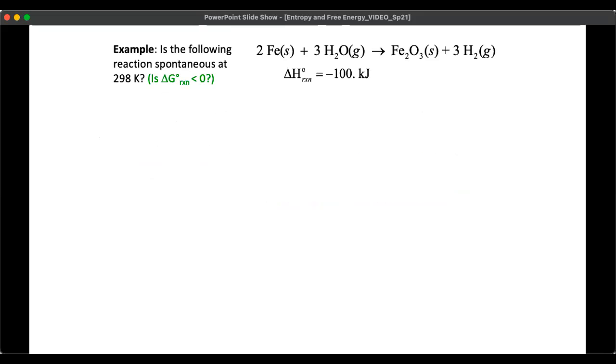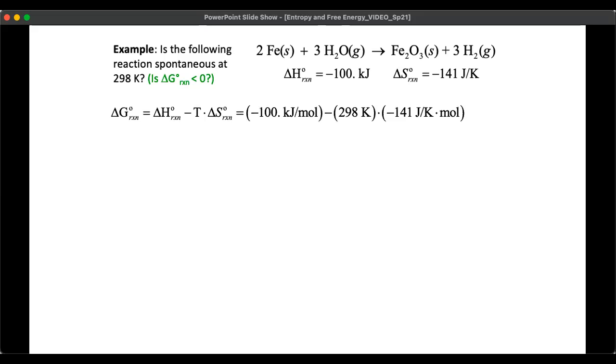So we can look up the delta H reaction and delta S for this reaction. And please note, whenever you're doing Gibbs free energy calculations, delta H is almost universally given in kilojoules and delta S is almost universally given in joules. So you'll need to watch out for units. All right, so delta G is going to be equal to delta H minus T delta S. And we can plug in our numbers and do our unit conversion. And what we find is overall delta G reaction is negative 58 kilojoules per mole. Because this is a negative number, this reaction is spontaneous at this temperature.